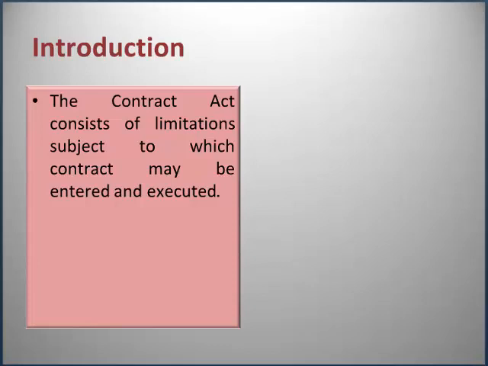The Contract Act 1872 basically consists of limitations, restrictions, subject to which a legal contract may be executed and entered. It doesn't prescribe what should be the terms and conditions of a contract, but it prescribes the limitations within which a valid contract may be entered, it may be executed.